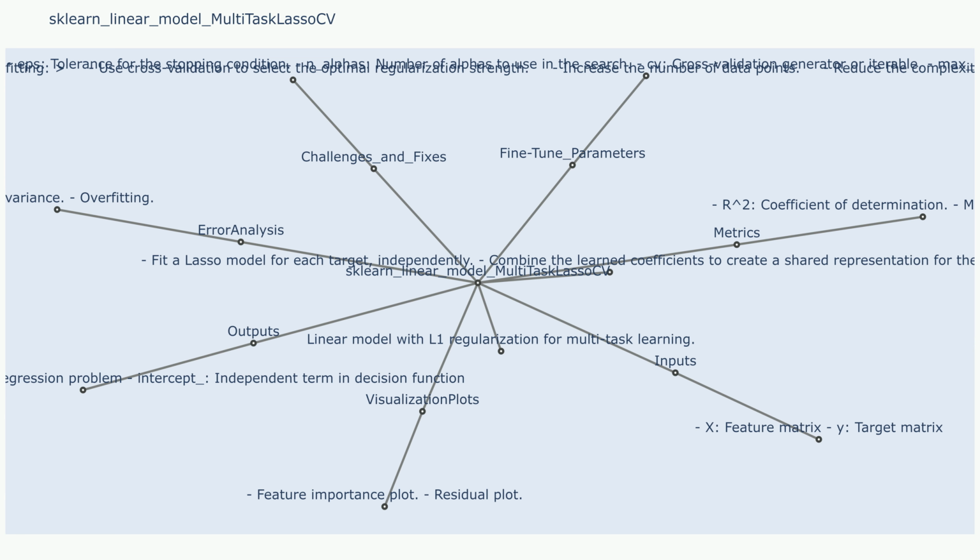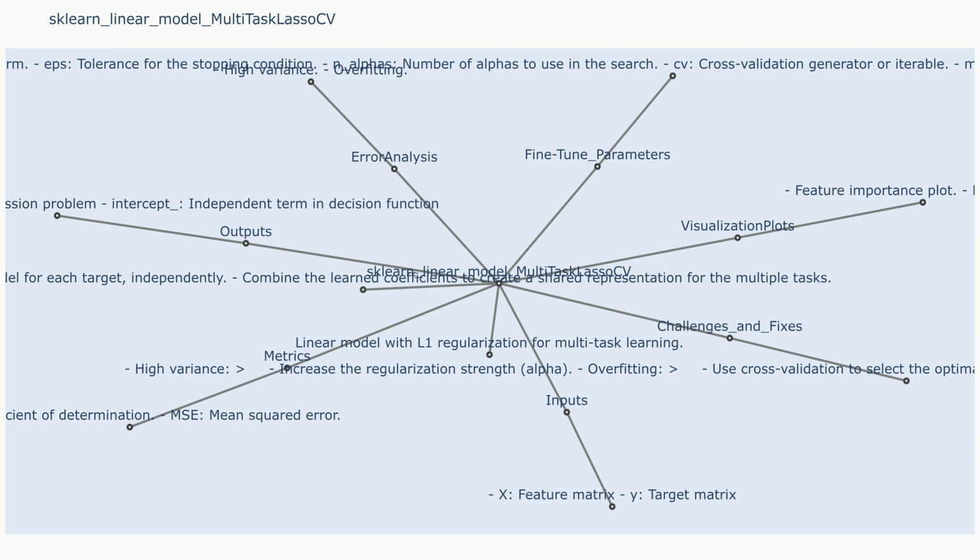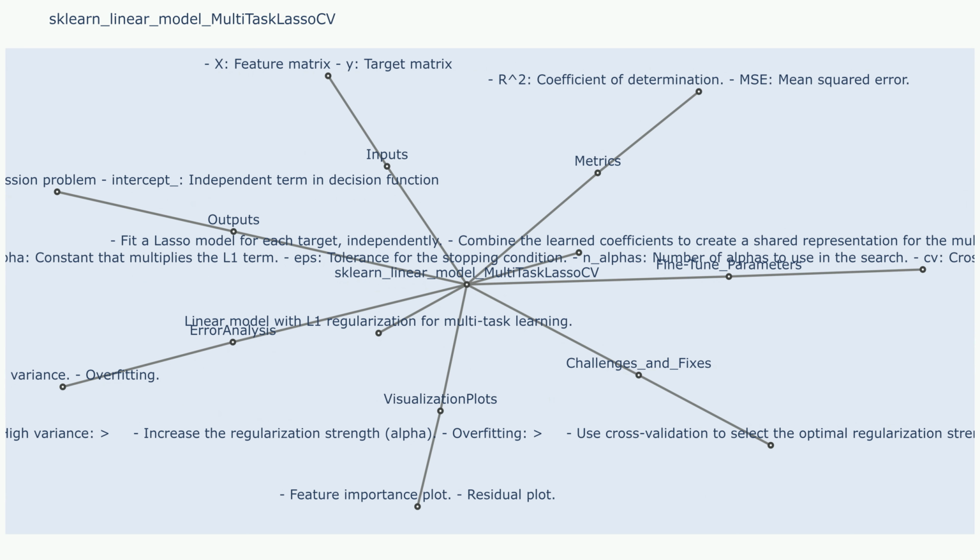It is suitable for problems where the response variables are correlated and it is desirable to learn a shared set of features. Inputs: X, a 2D array representing the training data, where each row corresponds to an instance and each column corresponds to a feature. Y, a 2D array representing the target values for each instance, where each column corresponds to a different response variable.